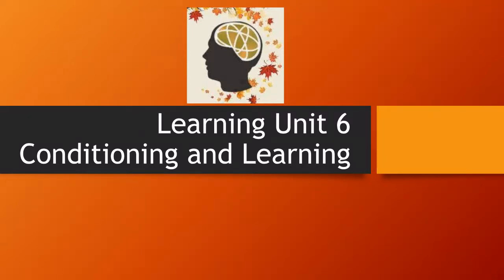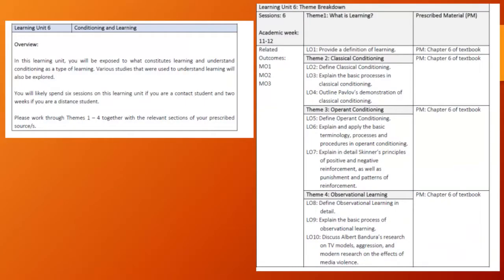All right, so this is our last learning unit. Can you believe it? It seems like time's just come and gone. So learning unit 6 is on conditioning and learning. This is taken from your student guide, your module guide, basically an overview of what you'll need to know. So again, different outcomes, definition of learning, we'll touch on that. We'll touch on classical conditioning, that's where Pavlov comes in.